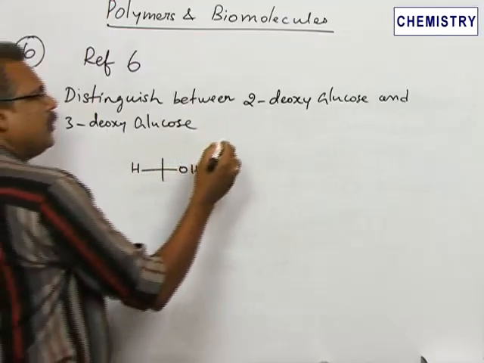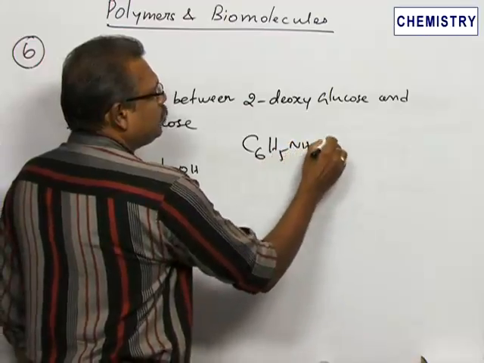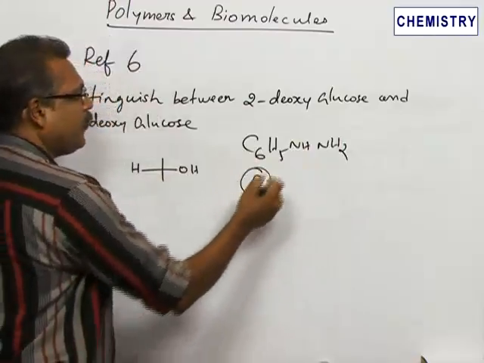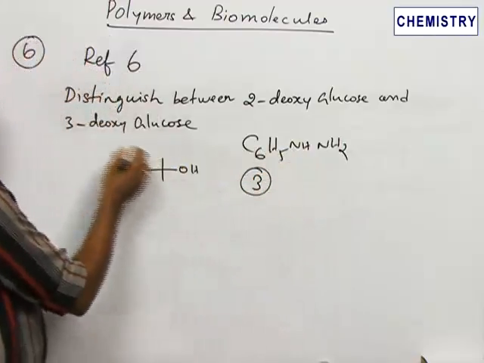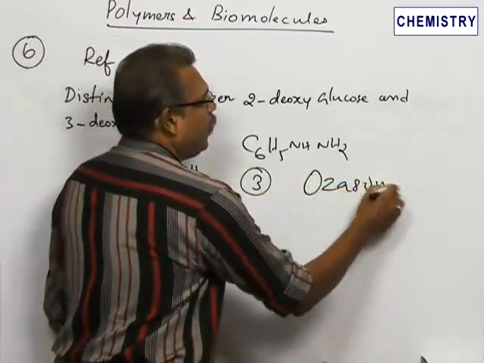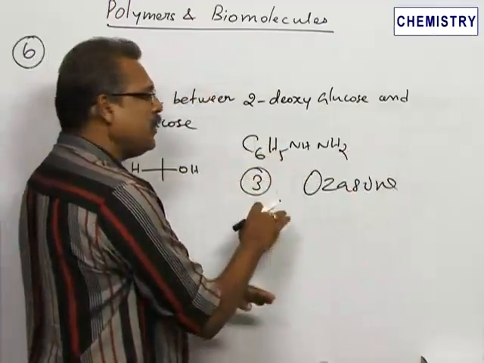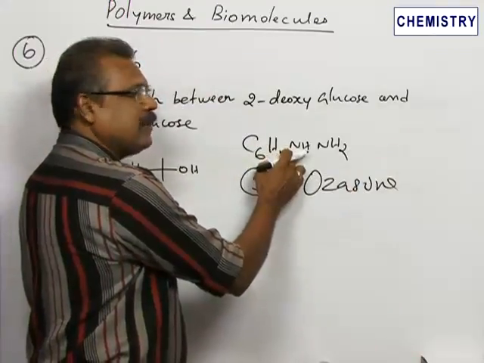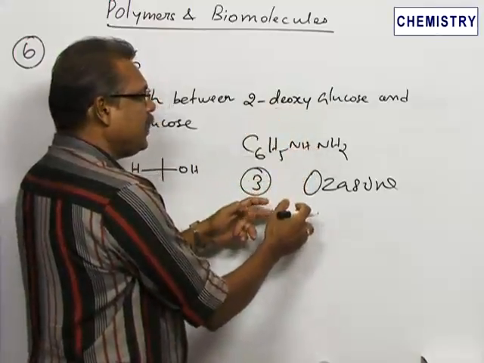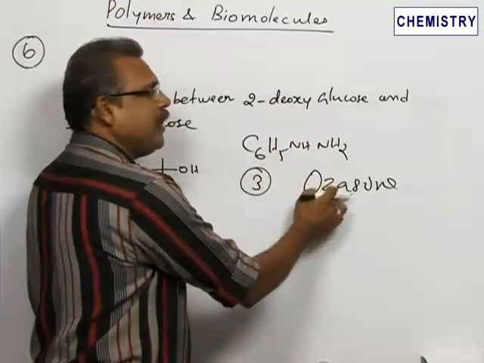Here we have to use the reagent phenyl hydrazine, C6H5NHNH2. If you use 3 moles of phenyl hydrazine with 3-deoxyglucose, we get what's called the osazone. You know very well that first the phenylhydrazone is formed, and 1 mole of this will also act as the oxidizing agent. The second group is attached to a carbonyl group, and that will react with phenyl hydrazine to finally give the osazone.